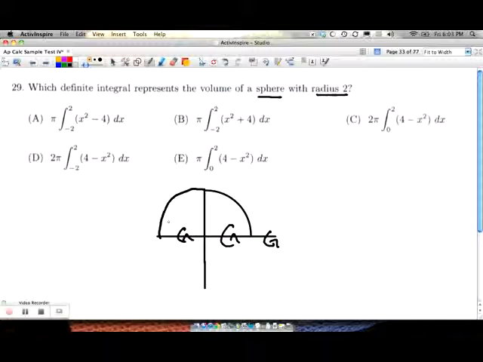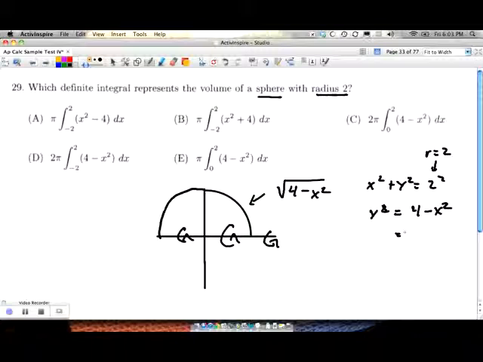Well, it's helpful to know that this curve here, the semicircle, is equal to the square root of 4 minus x squared. How do I know that? Because if it's a circle, that starts out as x squared plus y squared equals 4, or 2 squared, because I know that the radius equals 2. And then if I simplify that, I get y squared equals 4 minus x squared. And then if I take that a little bit further and I square root both sides, I get y equals the square root of 4 minus x squared. Then I'm going to rotate that. And I know this goes out to negative 2 and up to 2.